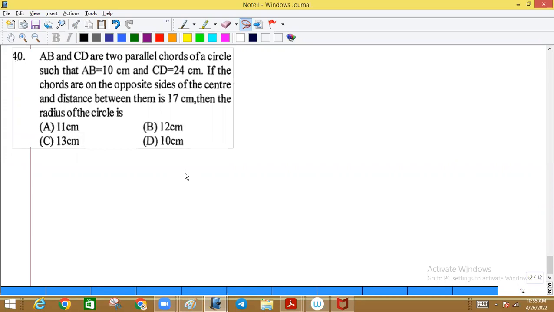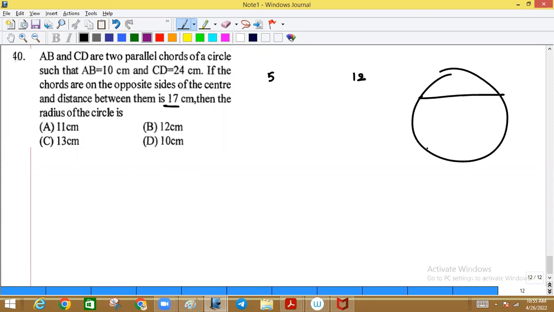AB and CD are two parallel chords of the circle such that AB is equal to 10. What is half of the chord? Half of the chord is 5 and half of the other chord is 12. If the chords are on opposite sides of the center and the distance between the two chords is 17, what is the radius? Can you guess the radius? Obviously, see here, if one chord half is 12 and another is 5, this is 5 and this is 12. The distance between them is 17, so the triplet corresponding to both of them is 13. Therefore, it is 12 and 5. Does that exactly match? So what is the radius?